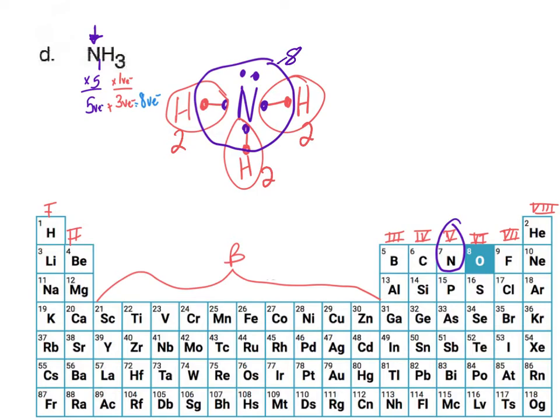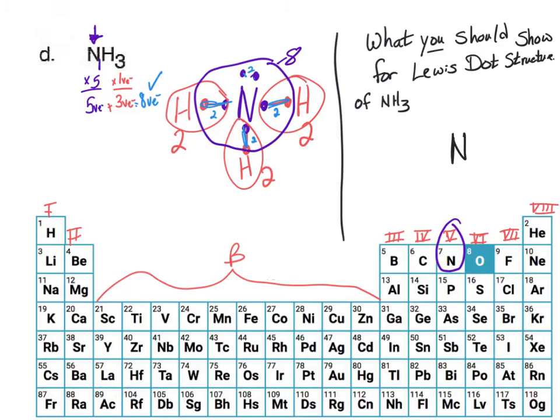Next step, we need to see if we have the correct number of total electrons. So let's go ahead and count them. Each bond counts as one pair of electrons. So we go 2, 4, 6, and 8. We have 8 valence electrons, which is what we had to start with. So this is a correct structure.